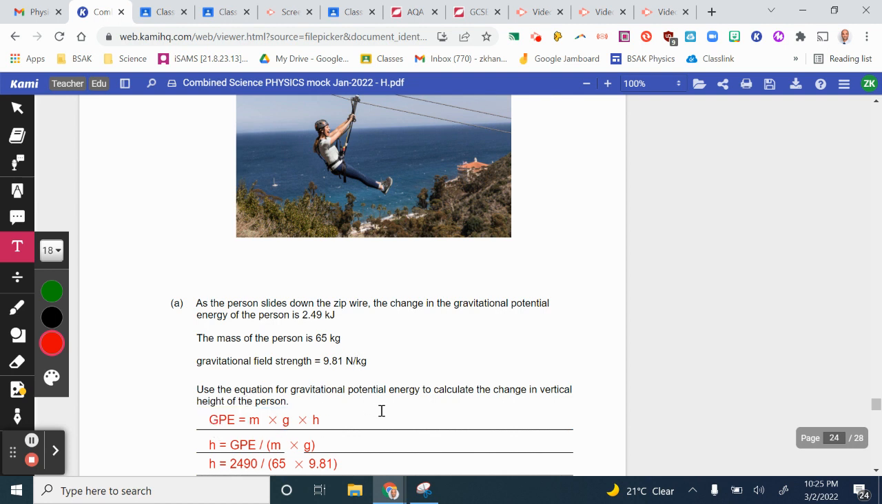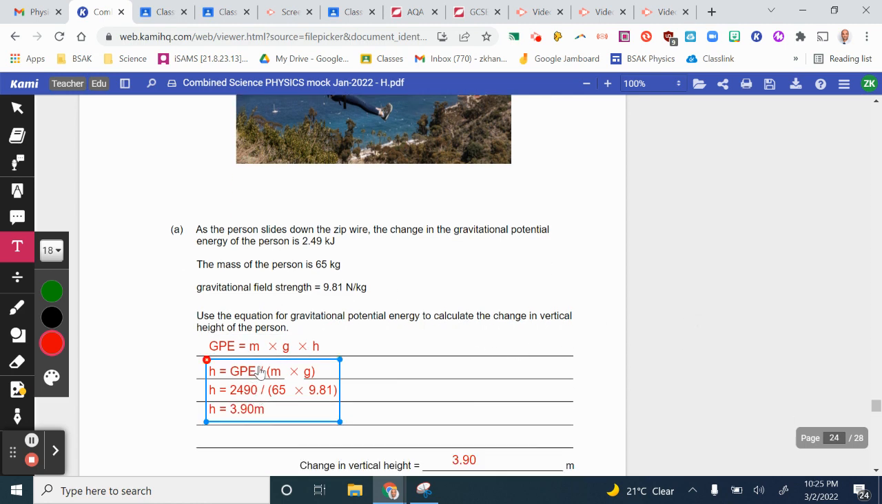And we've been given GPE, mass and gravitational field strength. So, the formula we need to focus on is GPE equals mass times gravitational field strength times height. Rearranging that equation gives you height equals GPE over mass times gravity. GPE is equal to 2.49 kilojoules. However, we never put kilojoules into a formula. We always use joules. We need to convert that into joules, so times by 1,000.